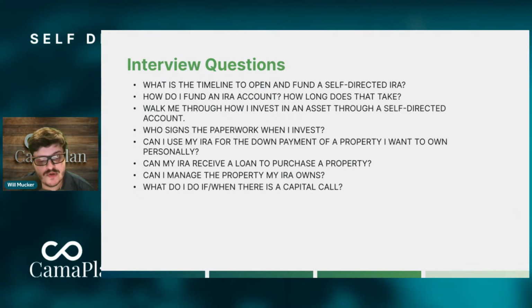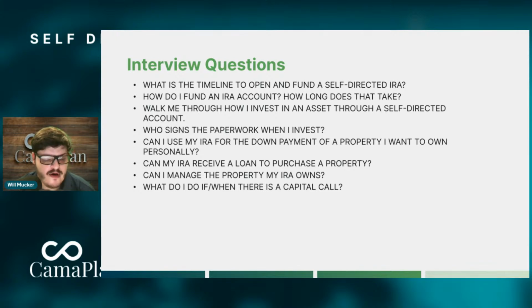Some people will also choose to have a property manager manage the property within their IRA. That means that property manager has to be paid by the IRA. But some people also just do it themselves by submitting payment requests directly through Cayman Plan and picking their tenants and managing it from afar, at arm's length.